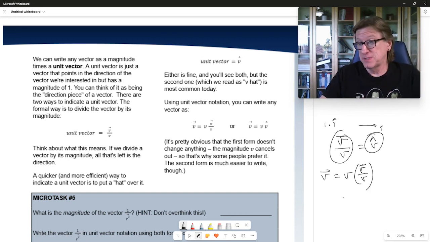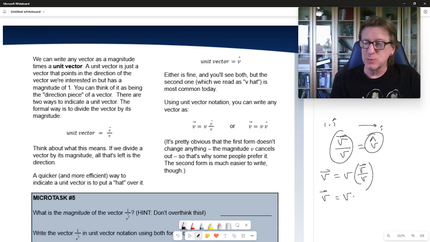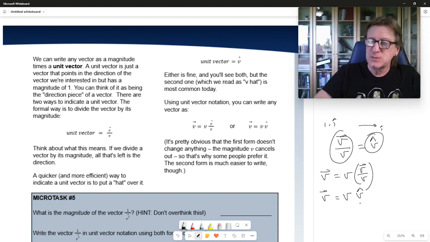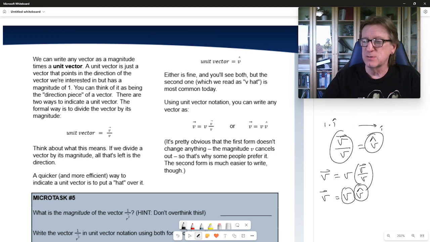And that should be pretty obvious that that works, right? Because my magnitudes cancel, and so then I'm left with just the vector. It doesn't really change anything. A way that might not be quite as transparent mathematically, but kind of makes more sense physically, is to do it this way. My vector has a magnitude and direction. Here's the magnitude. Here's the direction.